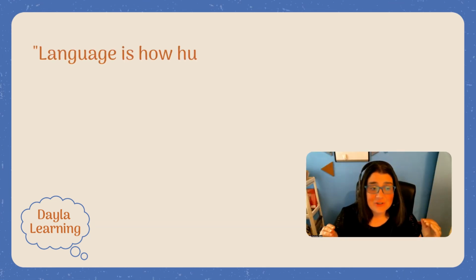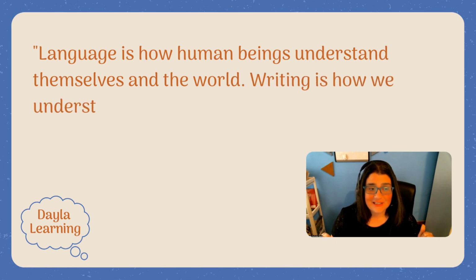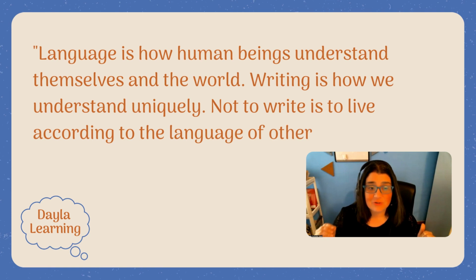It was Evan Puschak, I think is how you say his name. Escape into Meaning is his book. He had a video called The Real Danger of ChatGPT, and he was talking about the difference between writing and editing, which I think is relevant to this conversation too. And he had this quote: "Language is how human beings understand themselves and the world. Writing is how we understand uniquely. Not to write is to live according to the language of others."